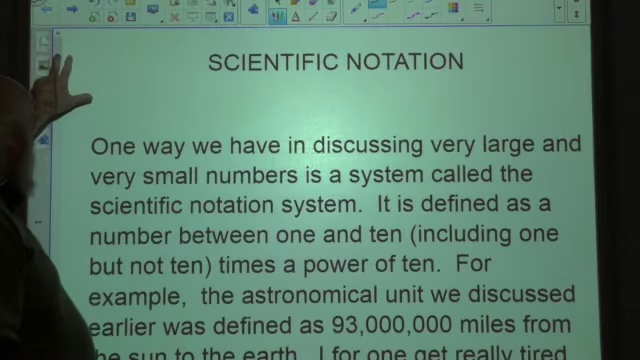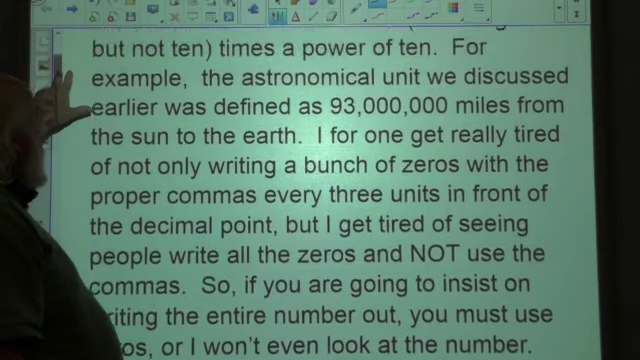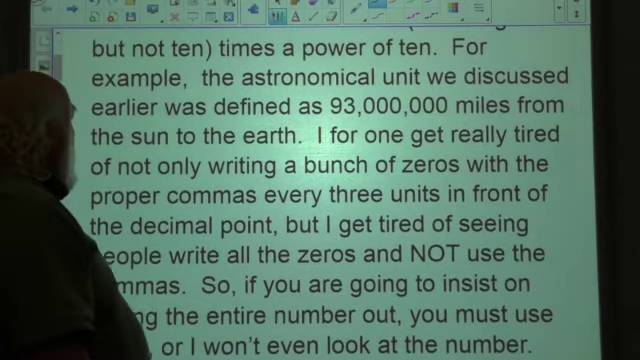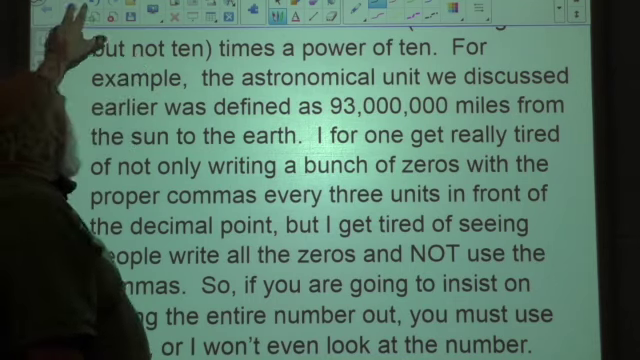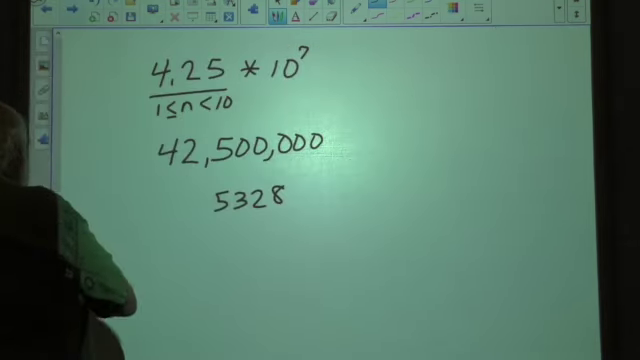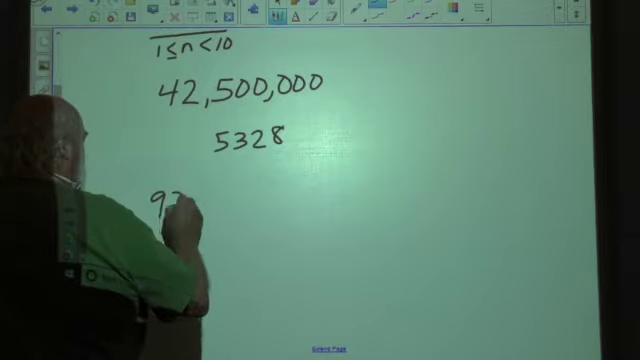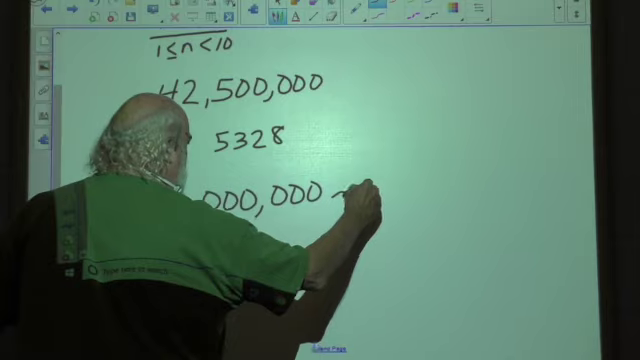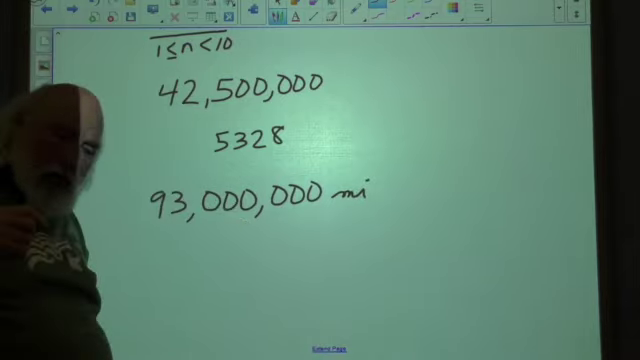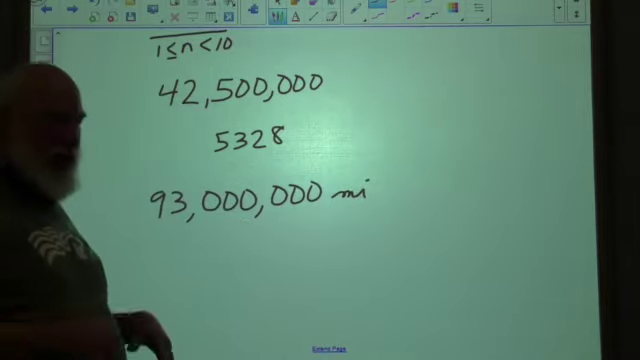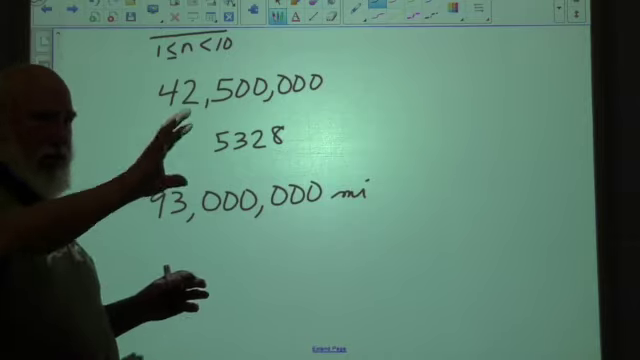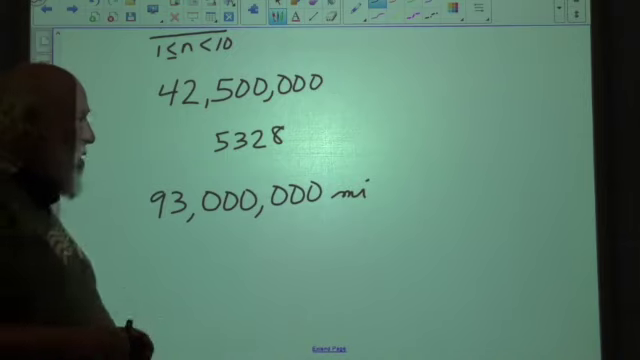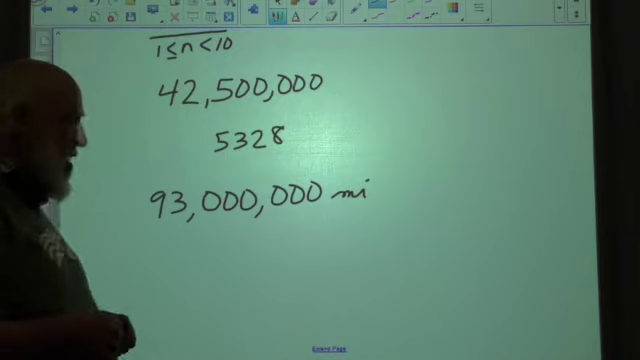Okay? So take, for example, we talked about this in the previous session, an astronomical unit. An astronomical unit is defined as 93 million miles from the Earth to the Sun. Now that's an average. It actually doesn't travel in a circular path around the Sun. It's what we call an elliptical path. And this is the average. We talked about this, like I said before.